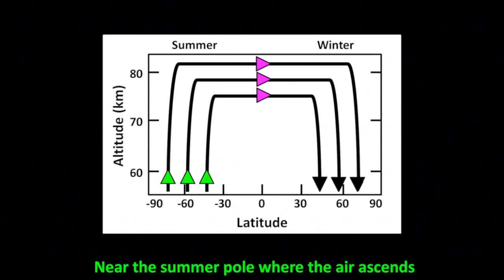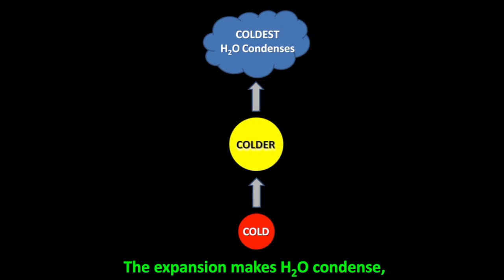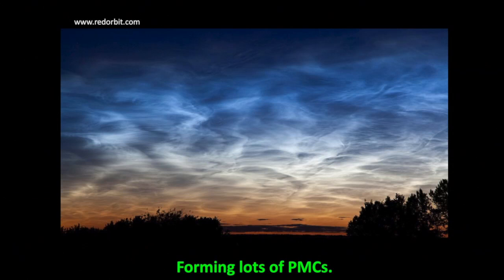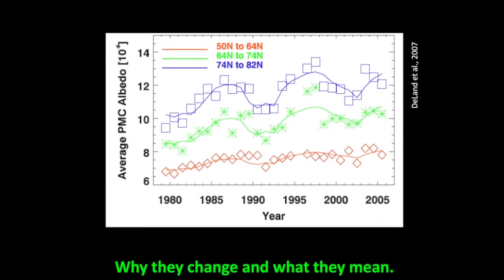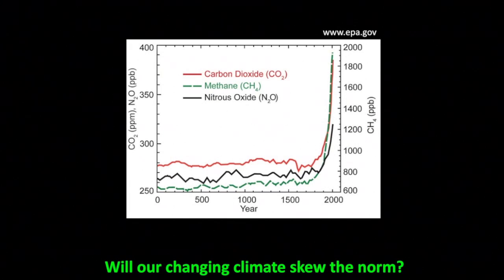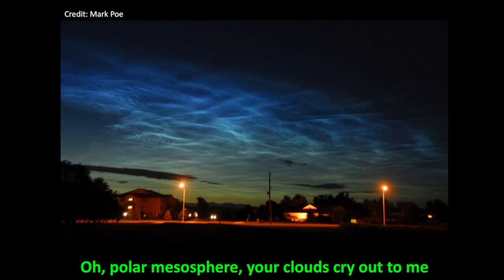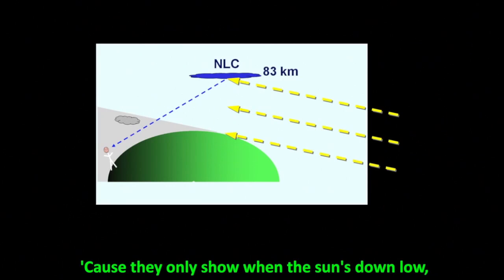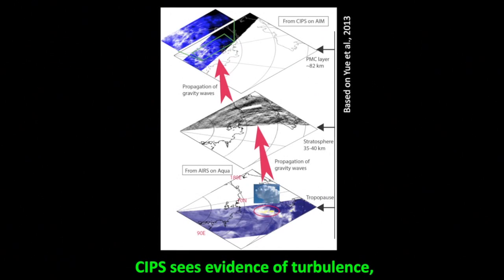In summer cold where the air ascends high above the land and seas, the exhaust makes its stroke condensed, forming lots of PMCs. It was launched to study how they form, why they change and what they mean. Though our changing climates do that home, we're consistent, so feed me. Oh, Mesospheric, your clouds cry out to me, 'cause they only show when the sun's down low, a wondrous sight to see.